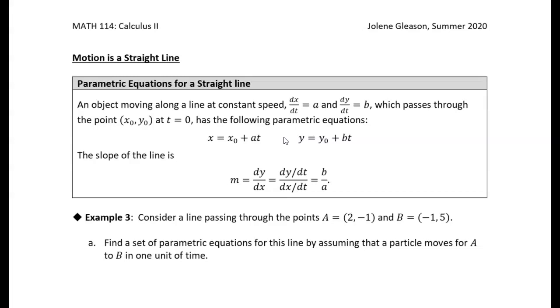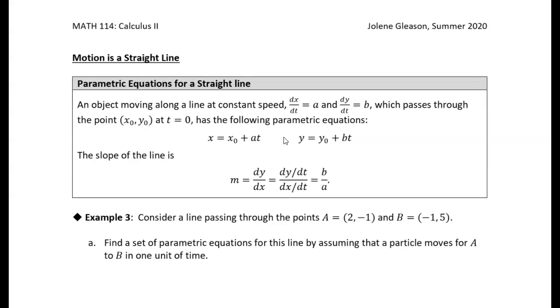Okay, so we're moving at constant speed, and we're going to pass through this point x0, y0. That's sort of like our initial position at t equals 0. And so if an object is moving, or some particle, a lot of times this book uses particle, refers to particles moving along curves. In this case, it's a straight line.